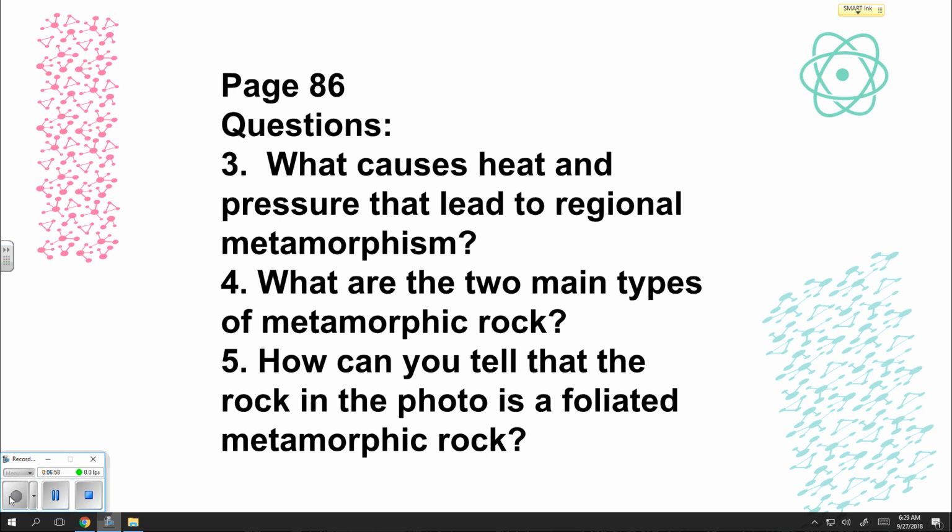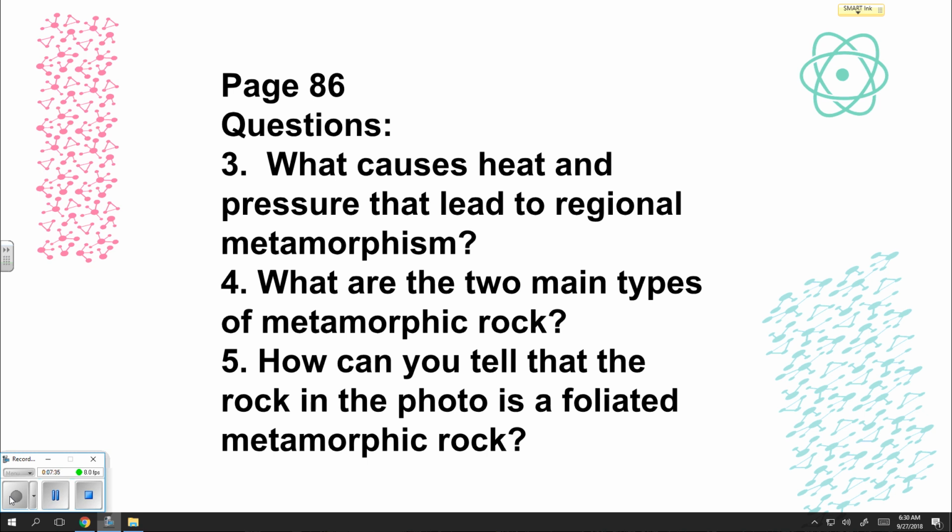How do scientists classify metamorphic rocks? The main way scientists classify metamorphic rocks is by the textures of rocks. There are two main types of metamorphic rock: foliated metamorphic rock and non-foliated metamorphic rock. Highlight that sentence.